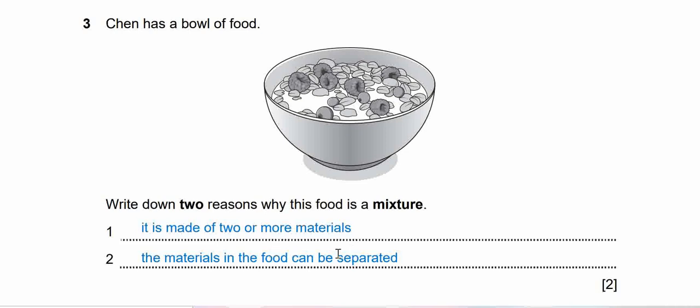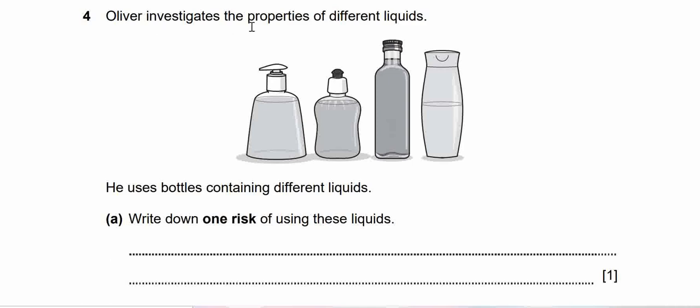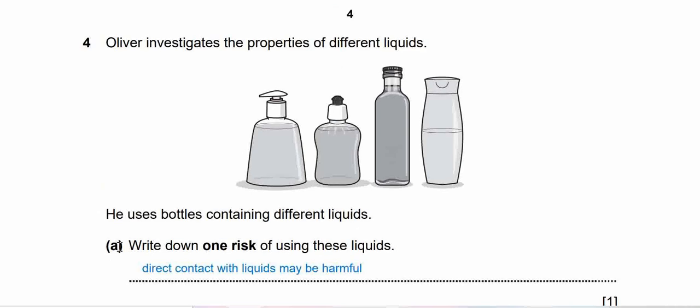Next, question 4. Here we go. Oliver investigates the properties of different liquids. He uses bottles containing different liquids. Question A. Write down 1 risk of using these liquids. 10 seconds from now. 10, 9, 8, 7, 6, 5, 4, 3, 2, 1. Alright, let's open up the answer, guys. So the answer: direct contact with liquids may be harmful. So that's the risk.